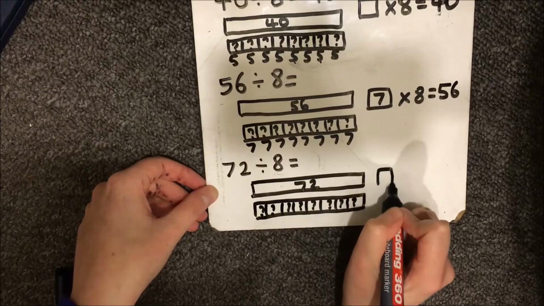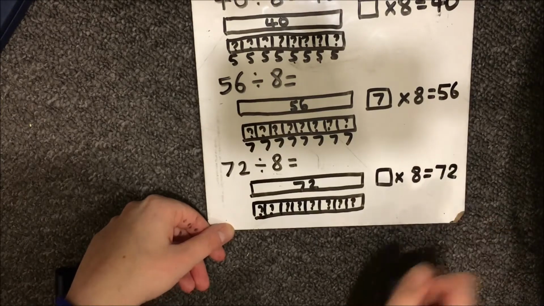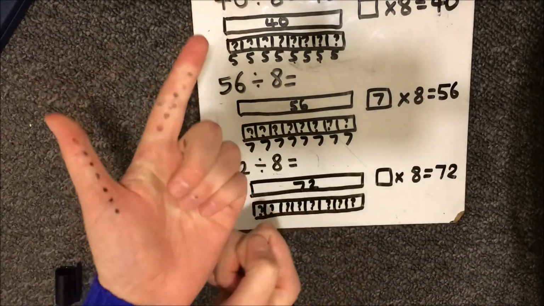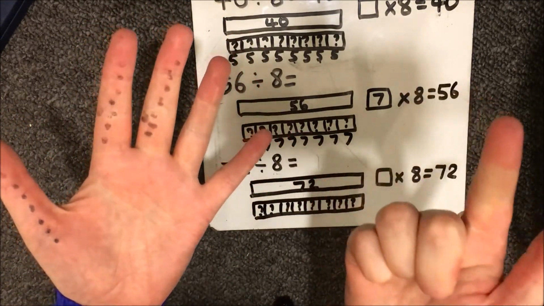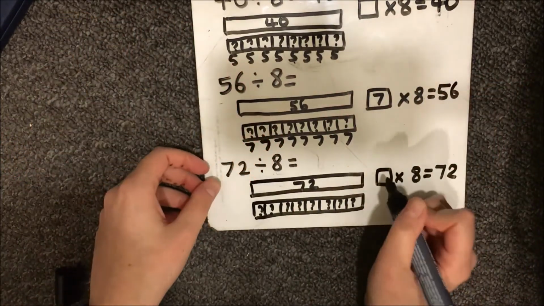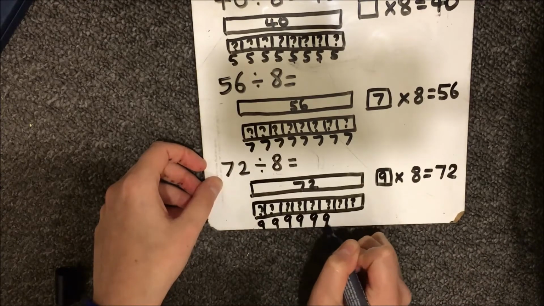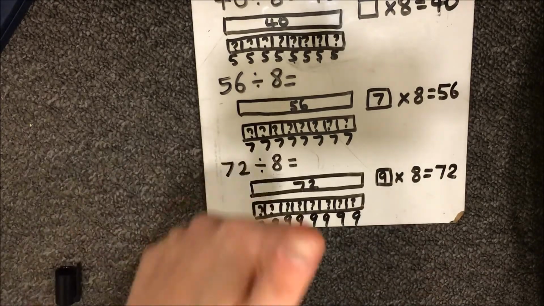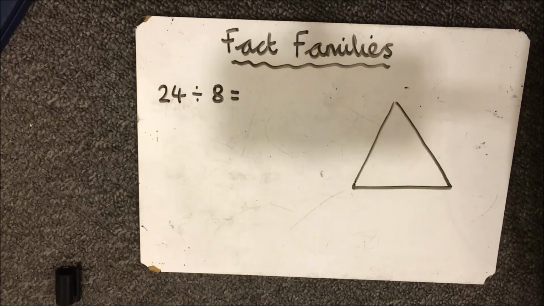So, something times by 8 is the same as 72. Ready to count in 8s? 8, 16, 24, 32, 40, 48, 56, 64, 72. So I know 9 times 8. So there has to be 9 in every single one of these. Got it? Fantastic if you're starting to get that. It's tricky. So, your main task today is going to be doing something called fact families.